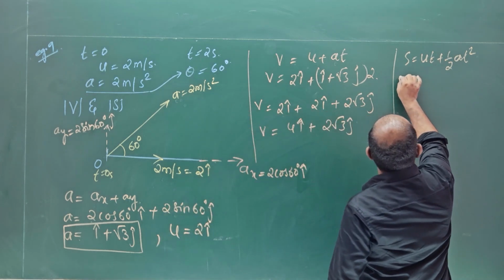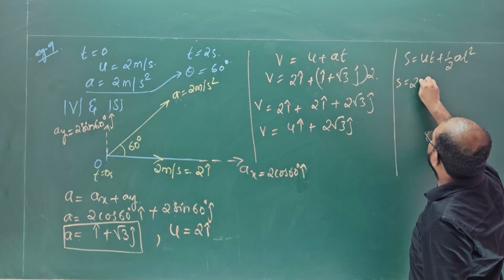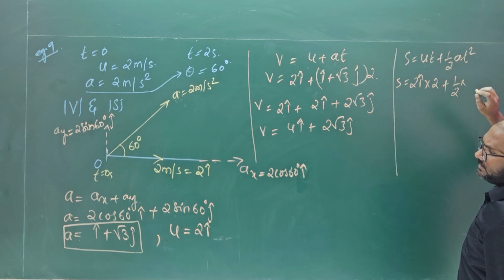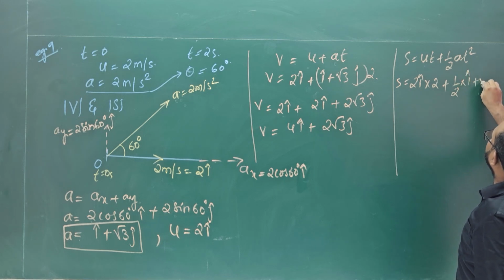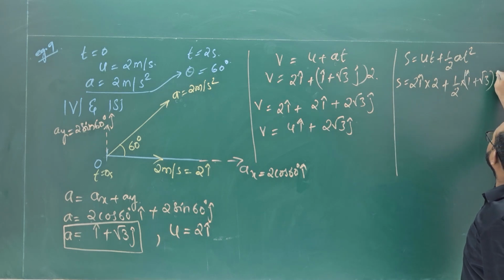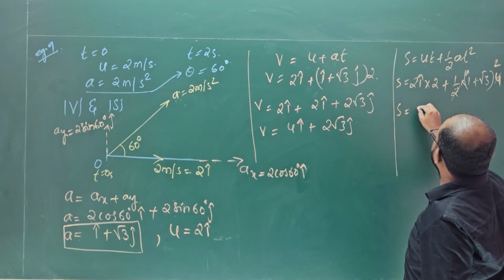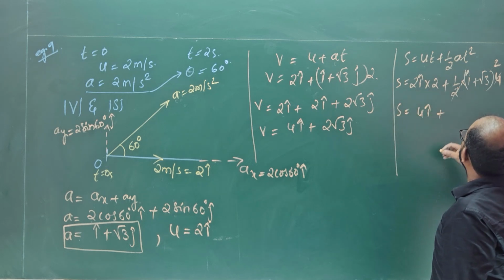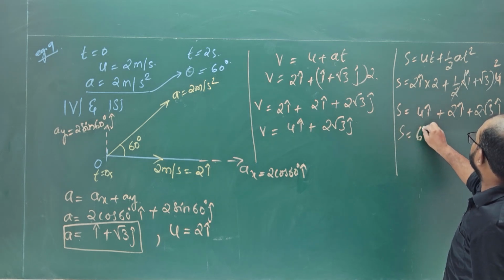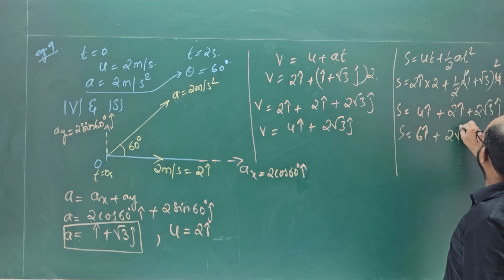Similarly, s is equal to ut plus half at square, and u is what? 2 i cap into 2 plus half into acceleration, i cap plus root 3 j cap, into how much? Time, that is t square, 4. Can I cancel this once and twice? Or s is equal to 4 i cap plus 2 i cap plus 2 root 3 j cap. Or s is nothing but 6 i cap plus 2 root 3 j cap.